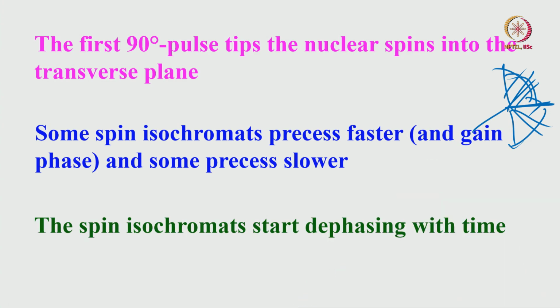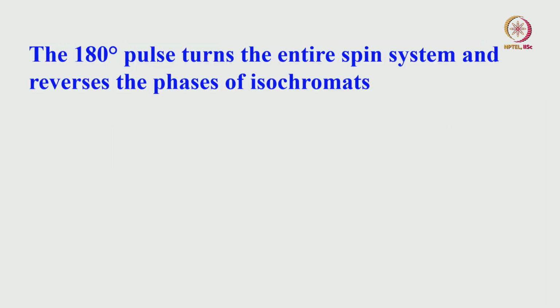Essentially, the spin isochromats start dephasing with time. With time, all the spin isochromats in the XY plane start completely dephasing. That's the important thing. Apply a 90 pulse, wait for some time, the spins start dephasing. That's what we know.